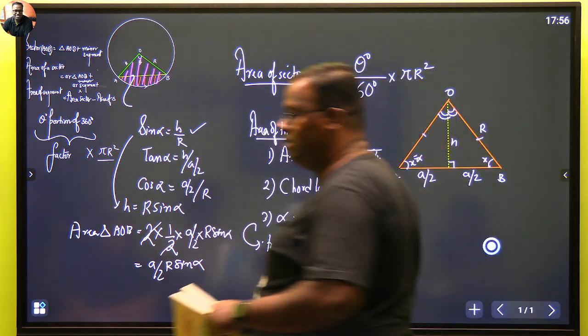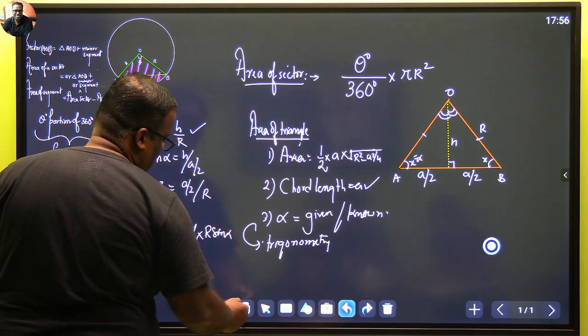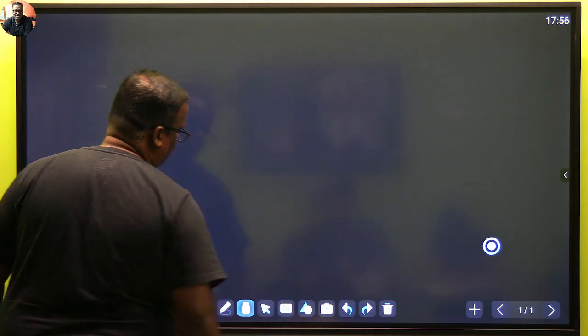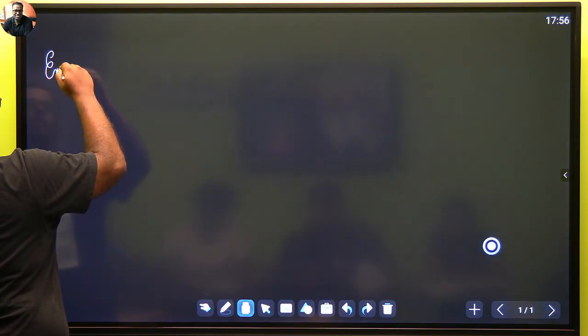And NCERT is your backbone for this chapter. Okay, let's take problems. And I'm starting with examples from NCERT.